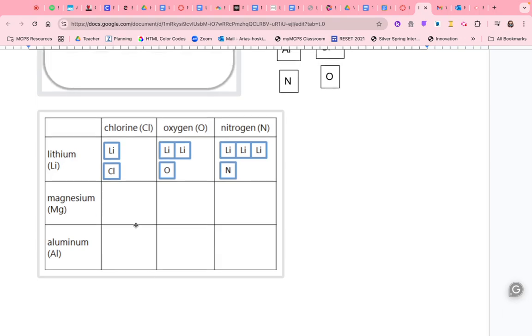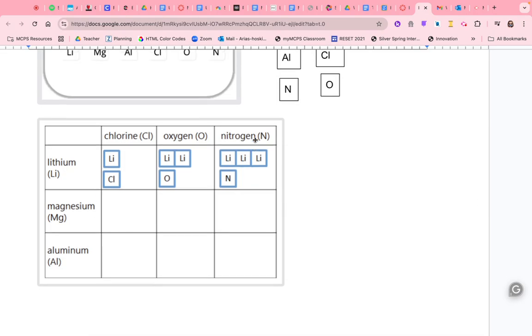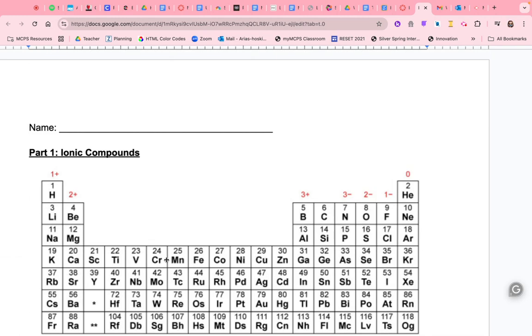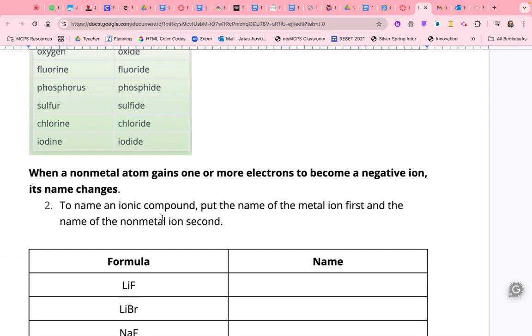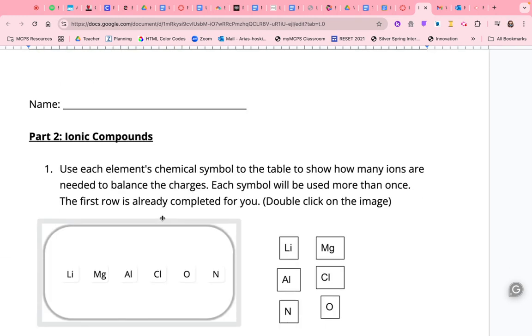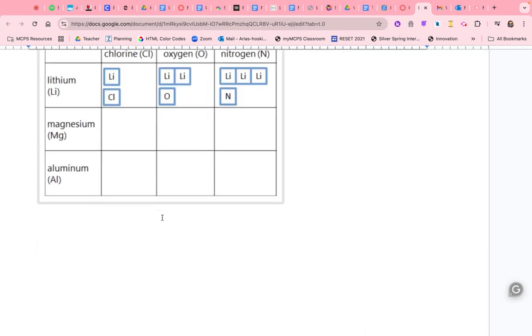So you're going to be doing the same thing for each one of them, for magnesium and aluminum. You have here magnesium for the chlorine, magnesium for oxygen, and magnesium for nitrogen. After that, you're going to do aluminum for chlorine, aluminum for oxygen, and then aluminum for nitrogen. Again, you're going to need this paper right here for the periodic table. That's going to be your first section of part 2 of ionic compounds.